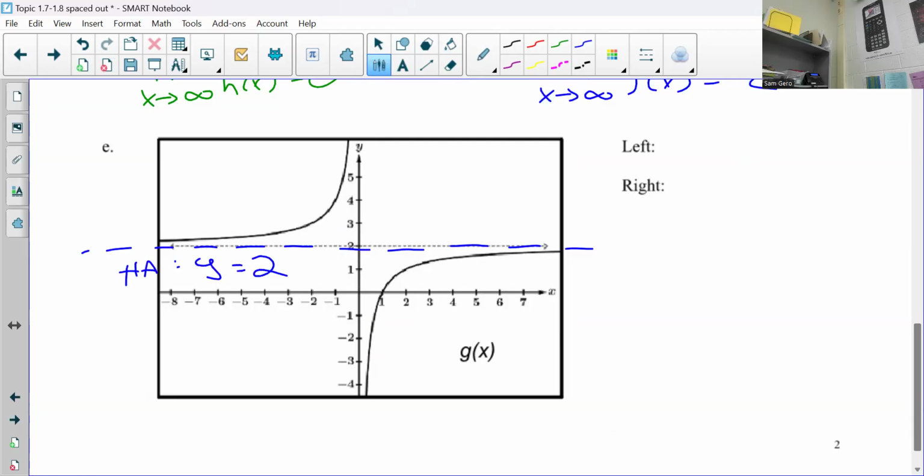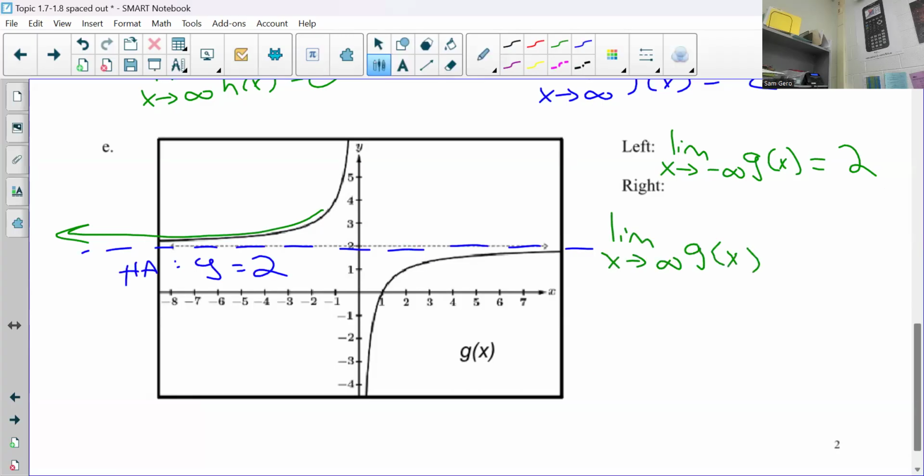The left says the limit as x approaches negative infinity of g of x is going to 2. As x goes to the left, my graph goes to the left, and it's going to 2. It's holding steady. As x goes to the right, my graph is holding steady at what number? It's holding steady at 2. In behaviors, horizontal asymptotes. That's what we're talking about.